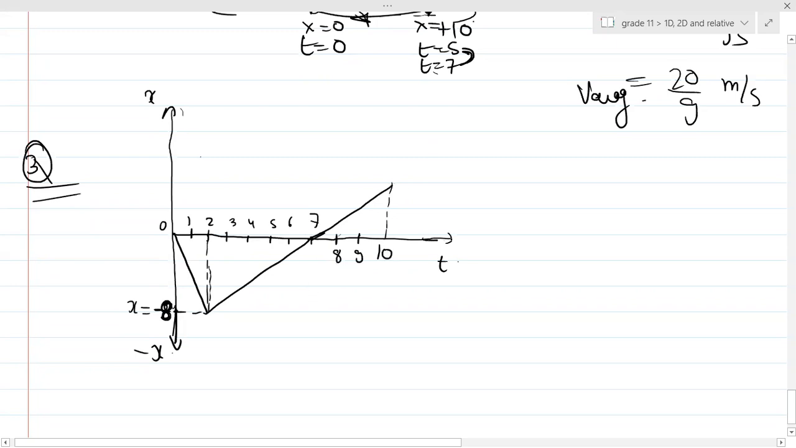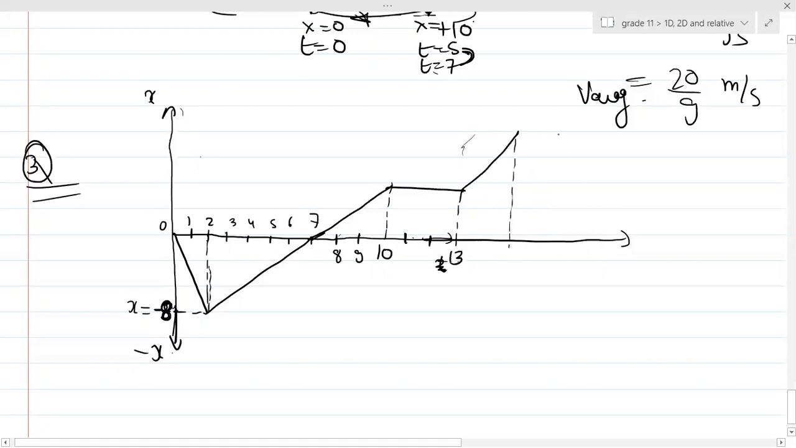After this, it takes a rest over there. For how many seconds? 1, 2, 3, 13 seconds. T equals 10 to t equals 13. It takes 3 seconds to be at rest. And then after this, let's make the question a little bit longer. It goes up with a certain other slope.